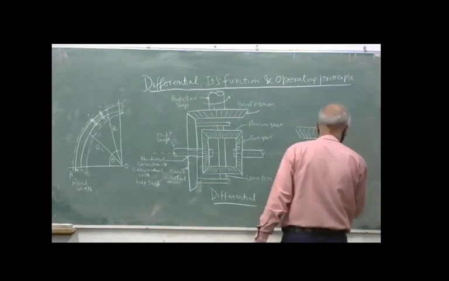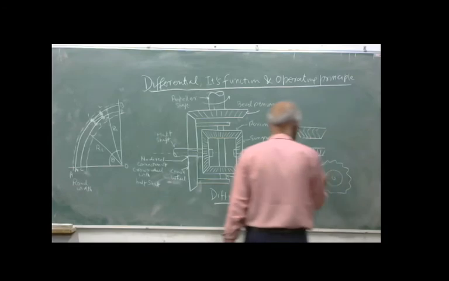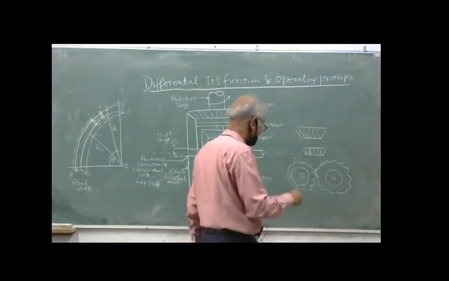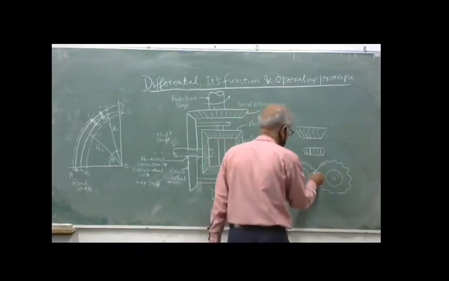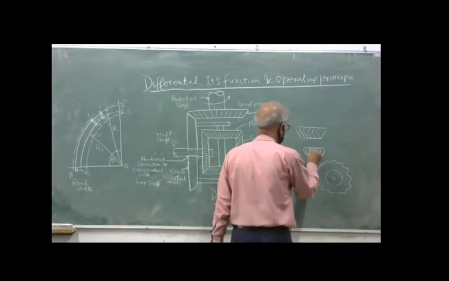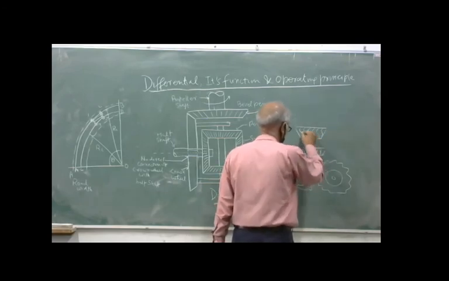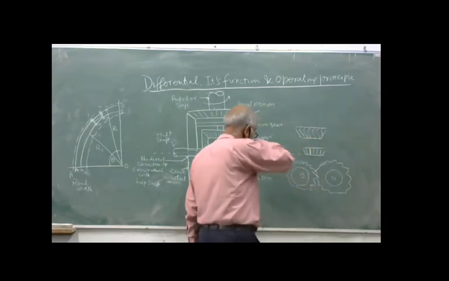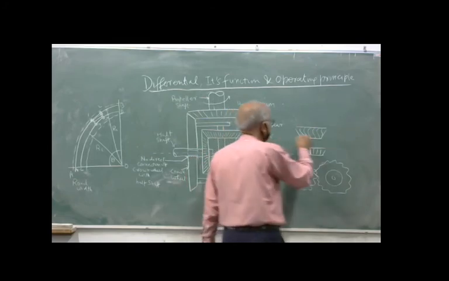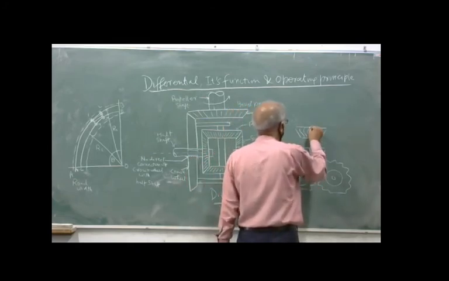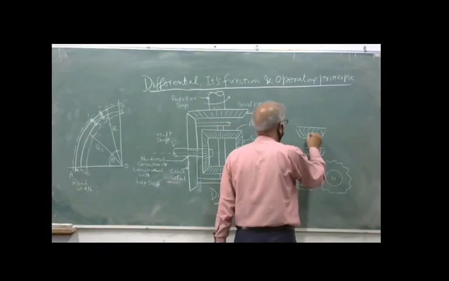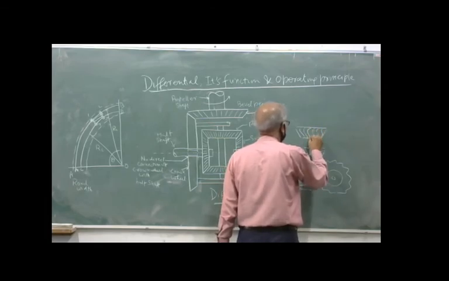Suppose these are two spur gears, then there will always be line contact between the teeth. But if it is helical, then what happens? The contact is distributed. 100% contact is not there between the two teeth. Partial contact at this tooth, partial contact at this, and partial contact at this.